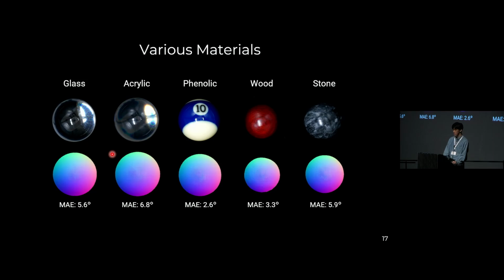Our method can also handle various materials. These spheres are made of different materials, such as glass, acrylic, phenolic, wood, and stone. They are transparent or textured. These materials look completely different in the visible spectrum, but in the thermal infrared spectrum, they have similar properties. As a result, it is easy to estimate their normals.